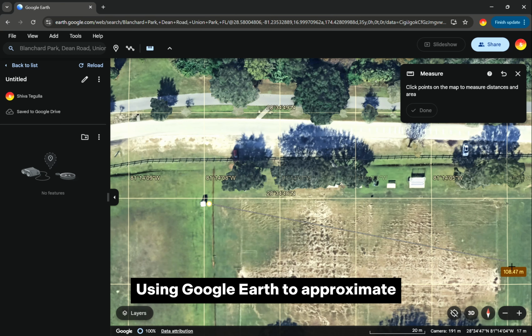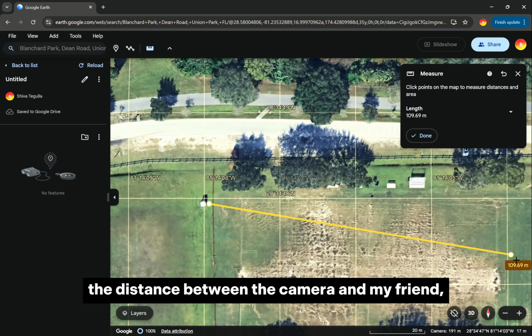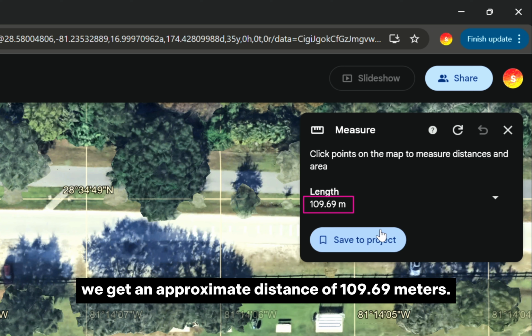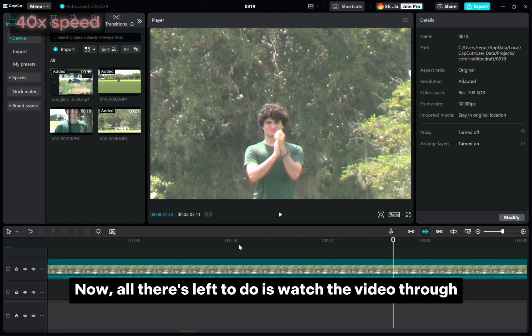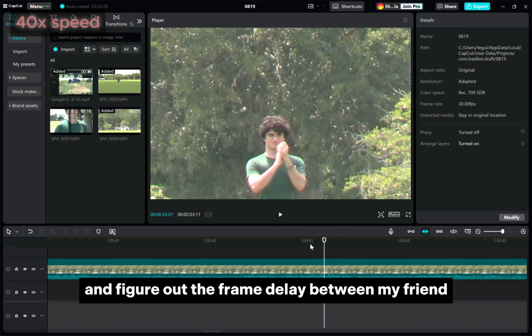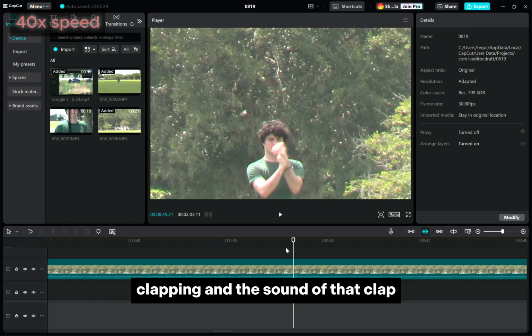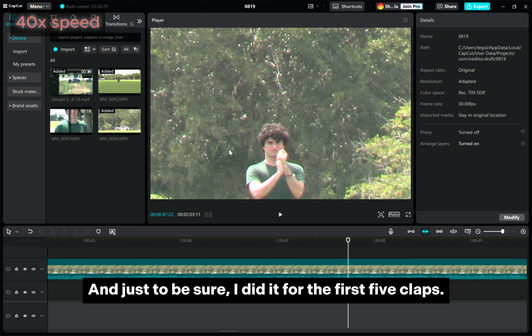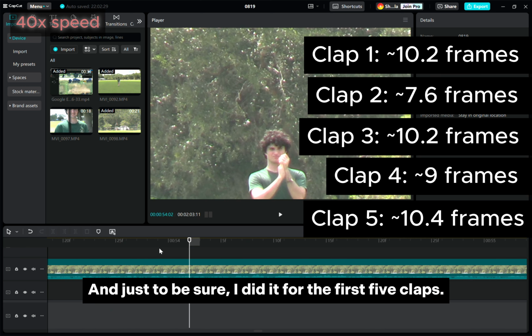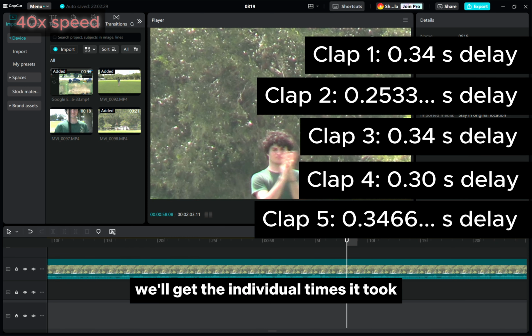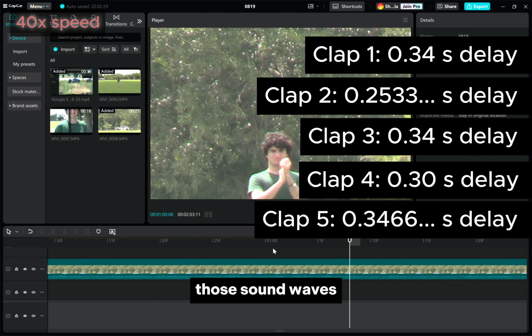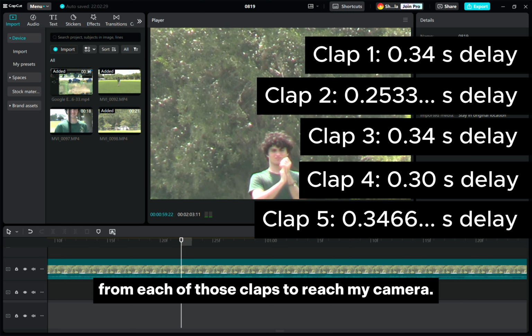Using Google Earth to approximate the distance between the camera and my friend, we get an approximate distance of 109.69 meters. Now, all there's left to do is watch the video through in slow-mo and figure out the frame delay between my friend clapping and the sound of that clap reaching my camera. And just to be sure, I did it for the first 5 claps. If we take those frame delay values and divide them by 30, we'll get the individual times it took those sound waves from each of those claps to reach my camera.